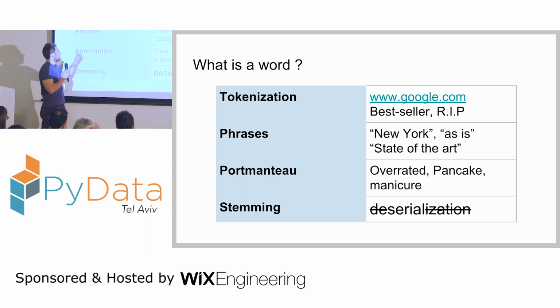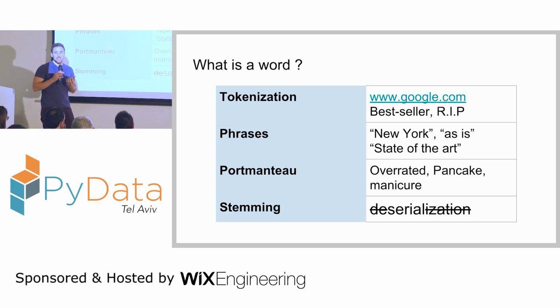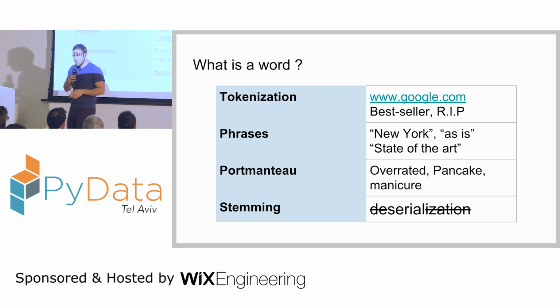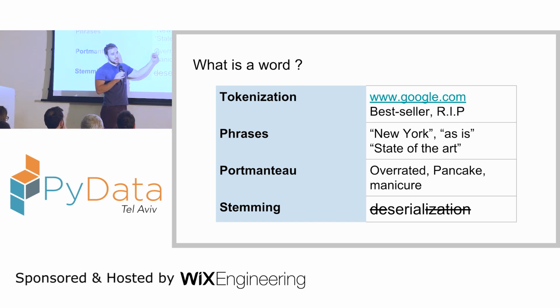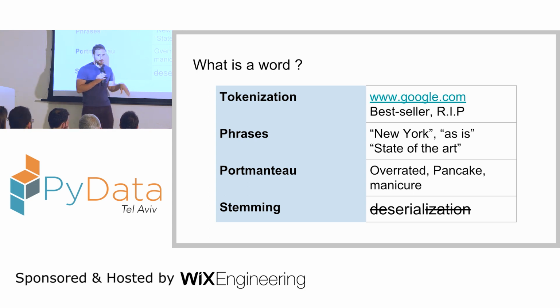Another potential issue is phrases. Phrases like New York, as is, in contrast with the UCLA, state of the art. The words by themselves don't convey the same meaning or information. Sometimes we want to unite them into a single word, meaning New York as a single token. Also, the opposite holds. Words like overrated can be written as a single word. Maybe I want to split it into over and rated. You can think about languages like German or Finnish, in which words can be arbitrarily long. So splitting by white space is not always the right thing to do.